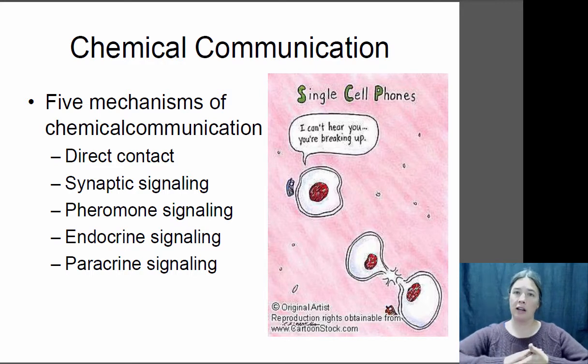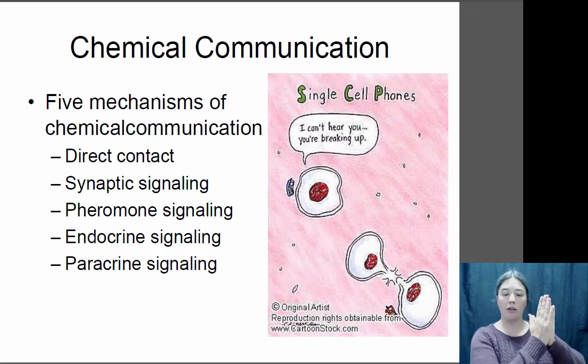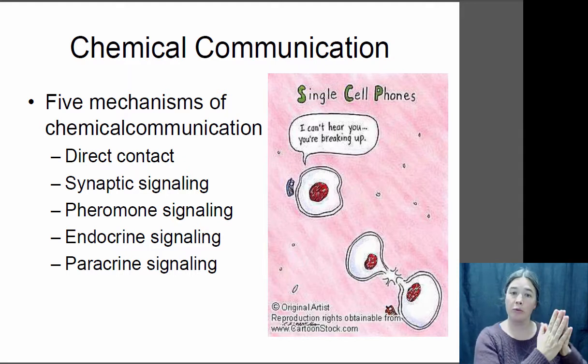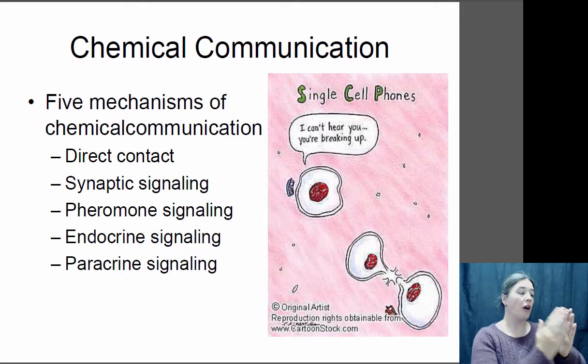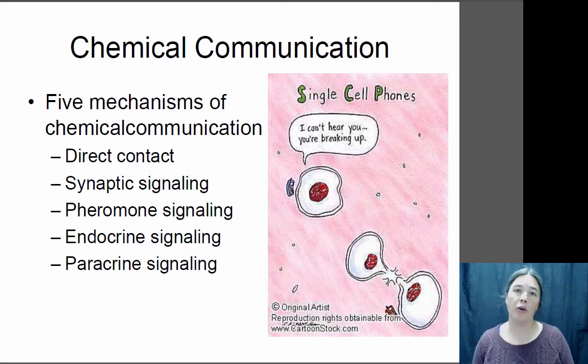Direct contact, just an example of direct contact, is if two cells are actually touching each other, they may have passages that allow for compounds to pass back and forth between those cells. And so cells that have direct contact can communicate directly through those passages. So for example, gap junctions in animals allow for chemicals to pass back and forth between cells and allow cells that are adjacent to each other to coordinate information.